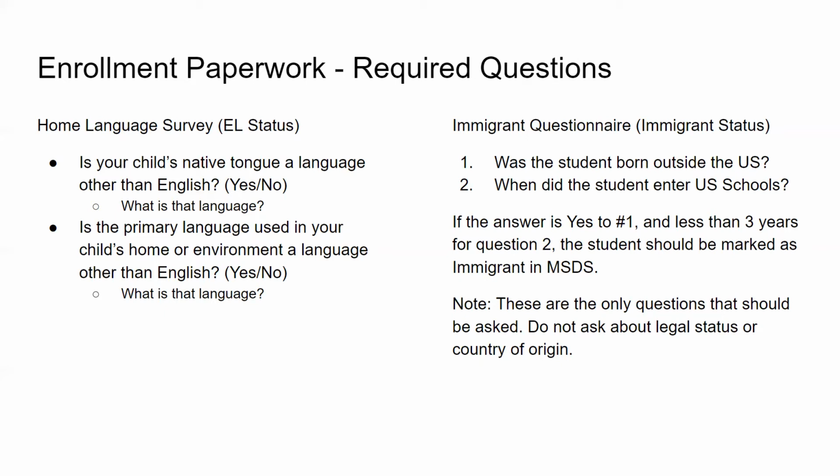The questions for the immigrant questionnaire are, was the student born outside the United States? And when did the student enter US schools? If the answer is yes to number one and less than 3 years for question two, the student should be marked as immigrant in MSDS. Note that these are the only questions that should be asked about immigrant status. Make sure that your forms do not ask about legal status or country of origin.